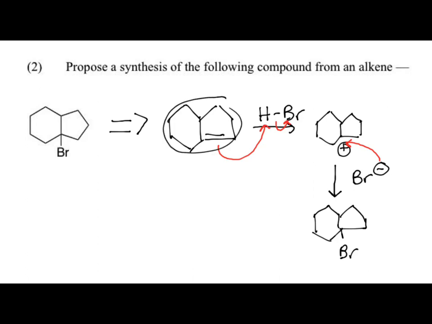So here's one. So that's one of them, right? Then the other one, yeah, this one, where the double bond is in the 6-membered ring. What about another one?